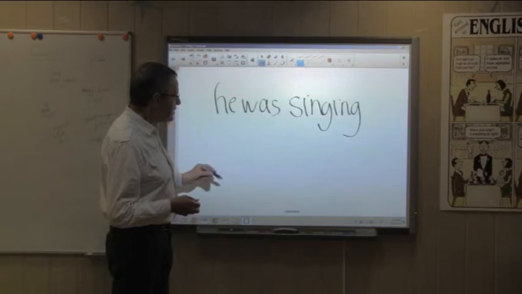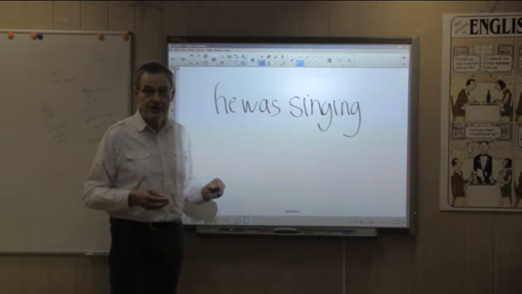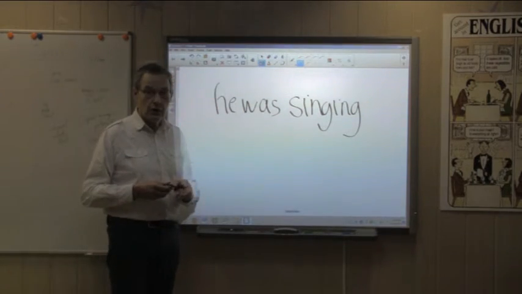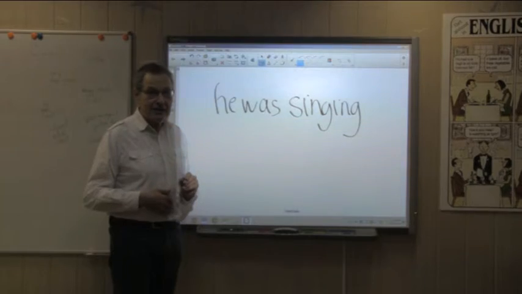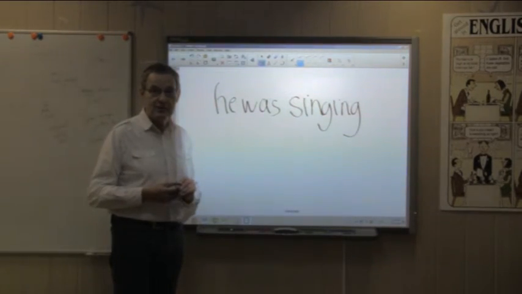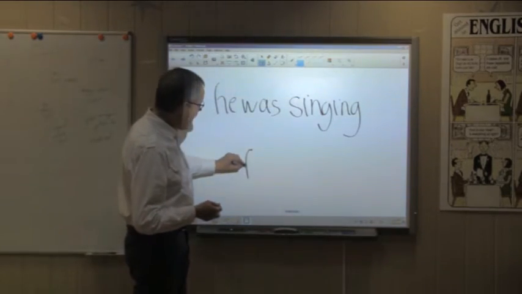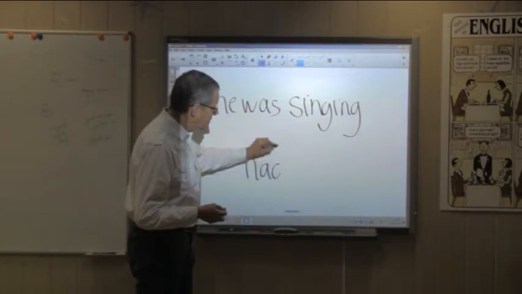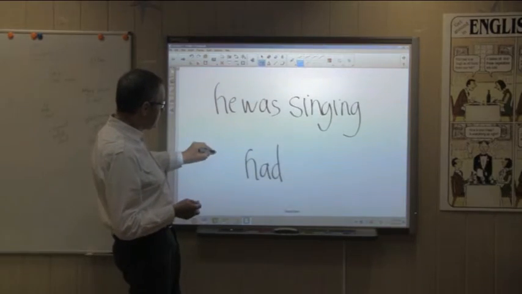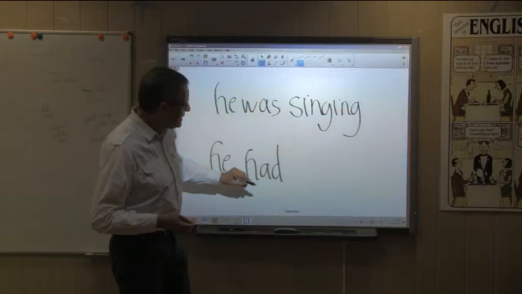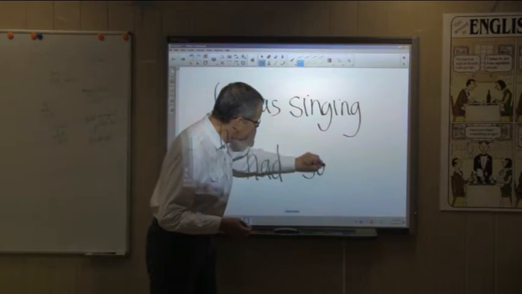And finally, there is the past perfect, where you need to know the past participle, or sometimes called the third form of the verb, and the past simple of the verb to have, which is always the same. It's always had. I had, you had, we had, they had. So he had, and of sing it is sung.